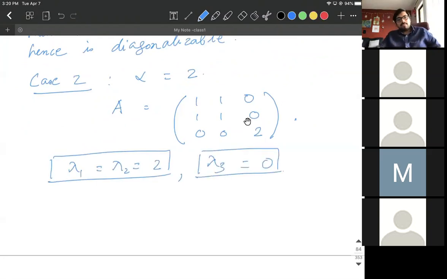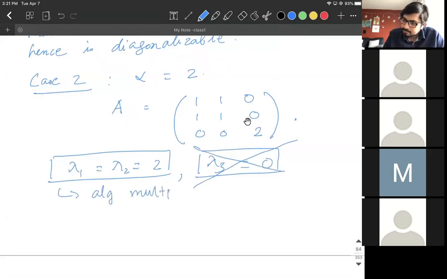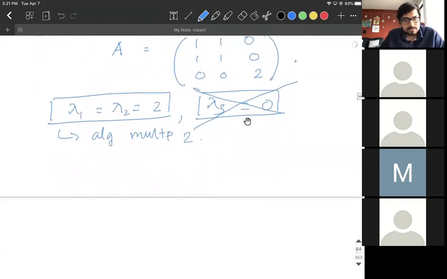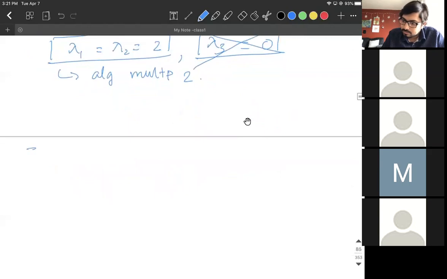So once again, we don't bother about the eigenvalue 0, because the corresponding eigenspace will have a geometric multiplicity 1. So that is not our concern. Our concern is the one with eigenvalue 2. So this has algebraic multiplicity 2. So we need to check the eigenspace. Okay, so let's find E of 2.